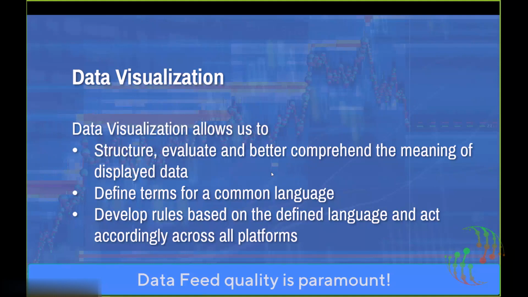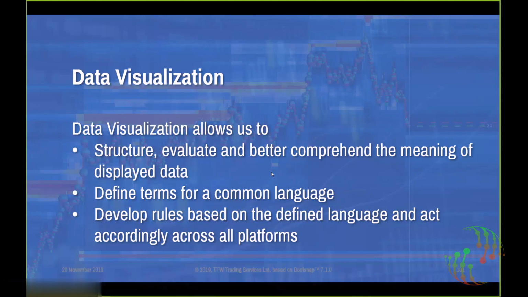So data visualization allows us to structure, evaluate, and better comprehend the meaning of displayed data, define terms for a common language, develop rules based on the defined language, and act accordingly across all platforms. So what we are talking about here, I'm using the ES Mini, but you can use the same rules. You can make variations of these rules according to your trading style.